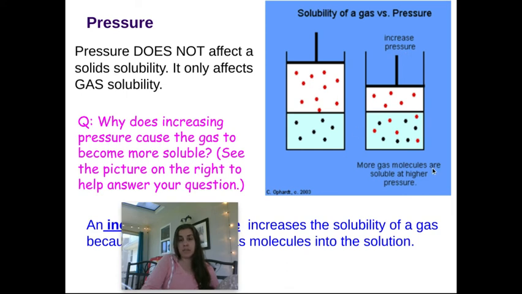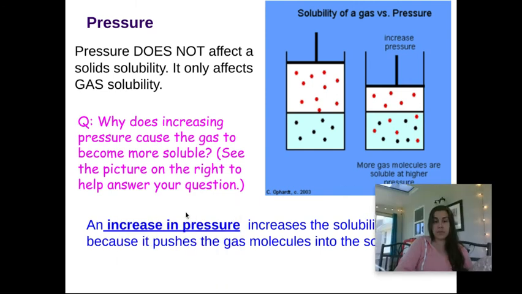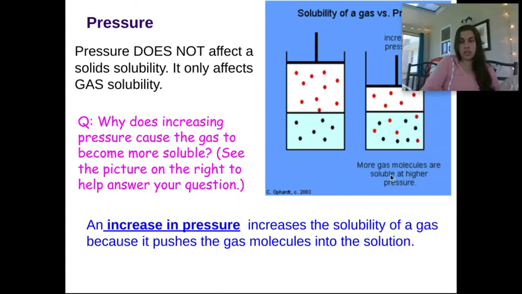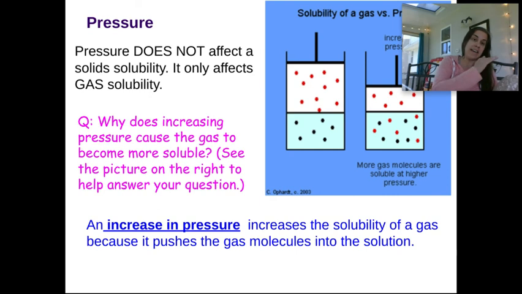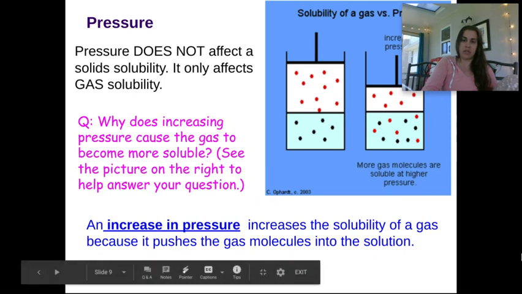Think about what happens. Well, if you increase the pressure, you're going to push the gas molecules in, and that causes the gas to become more soluble. So soda is canned and sealed and under high pressure. That's why if you ever shake up a can of soda or a bottle and open it, all of the gas escapes rapidly because it was under high pressure. So usually if you drop a can of soda or a bottle, you have to let it settle back down and let the pressure stabilize again, because you need that high pressure to keep the gases dissolved and forced in solution.